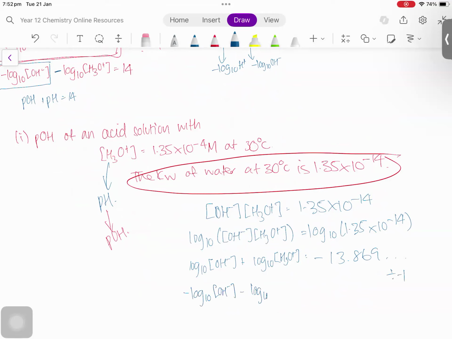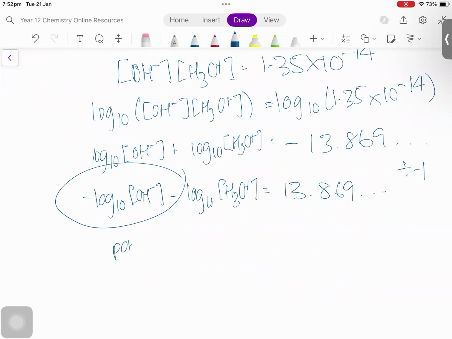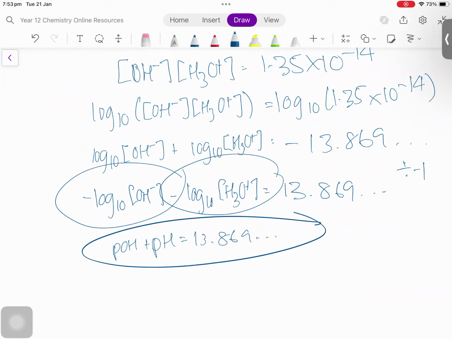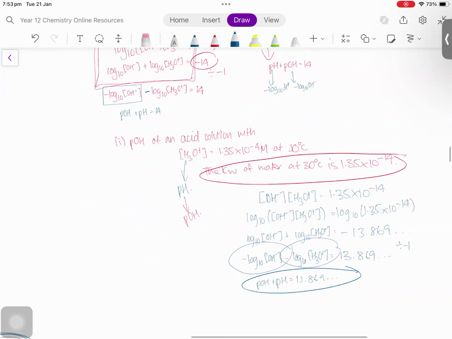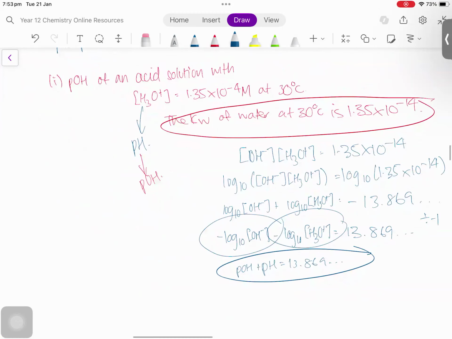All I'm doing here is bringing the negative over to the other side. This is pOH. This is pH. It's now equal to 13.8-ish. And this is your new equation to relate the two together. And that's it. This now becomes the questions that you've been doing, just with a different number instead of 14.